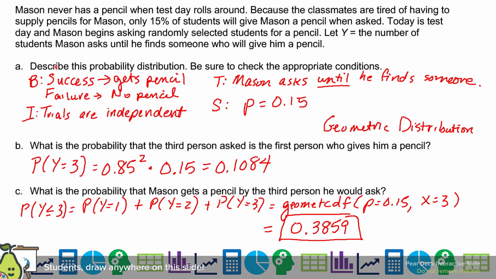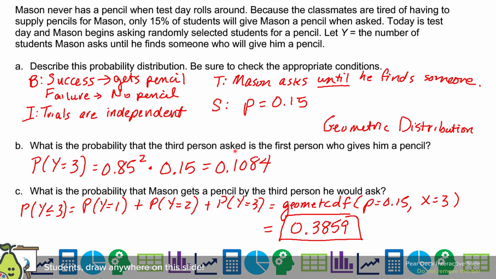Mission accomplished. All right, so let's describe this probability distribution. Be sure to check the appropriate conditions. So success is he gets a pencil, failure is no pencil, definitely binary. Trials are independent. They told you that they're randomly selected students, and it doesn't seem to be any dependency between one or the other. Trials: Mason asks until he finds someone. He's not going to keep asking for pencils after he gets a pencil. And they might look at him funny if he did. And the probability is the same. It's always 0.15. All right? And this is a geometric distribution.